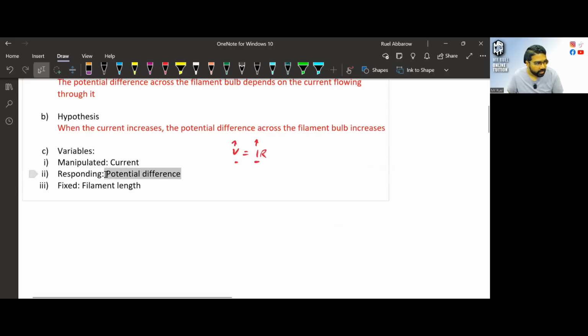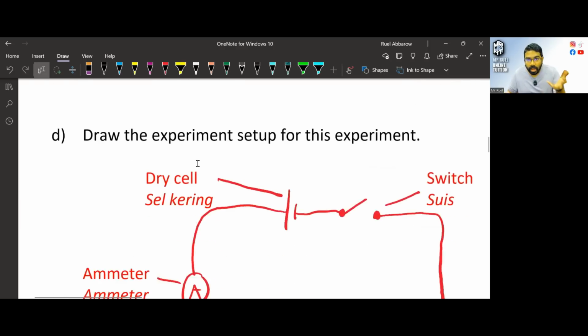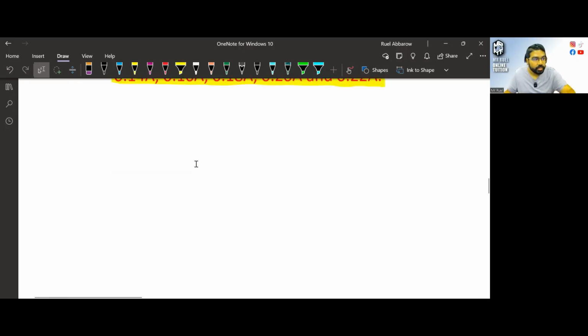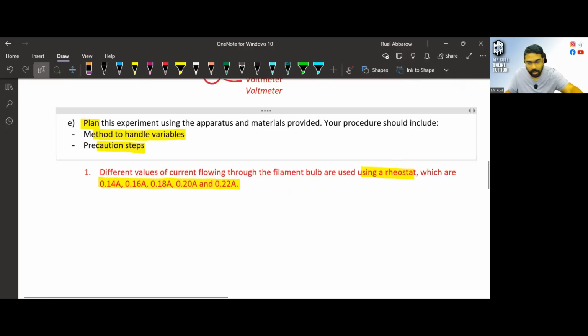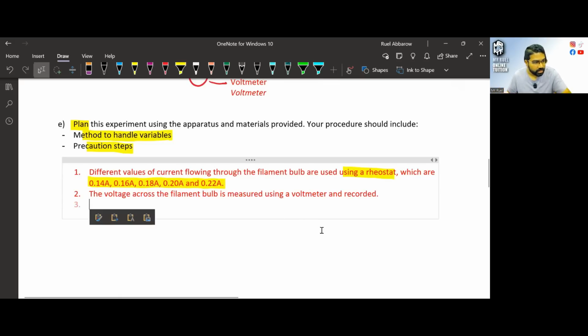The responding variable, potential difference. Okay. So your next job is to explain how you are going to observe or measure the responding variable. That's all. So you want to pause and give it a try first. So how do we measure this potential difference here? We are going to measure, right? How? Very simple. The voltage across the filament bulb is measured using a voltmeter and recorded. Okay, I think it's better if you use potential difference.